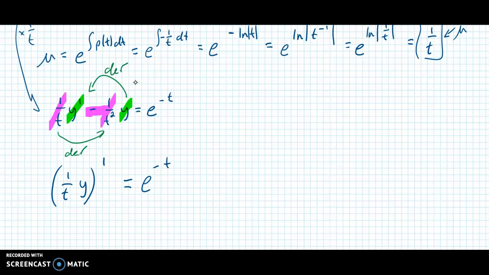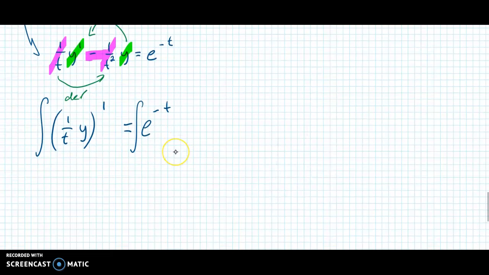And back to basic calculus logic, integrals, derivatives, opposites. So now I can integrate that. If I do it to one side, I do it to the other side. What's this integral going to do? It's going to cancel out with that derivative. And I know how to integrate this right-hand side. So I get 1 over t y is equal to, what's e to the negative t integrate to? Negative e to the negative t.